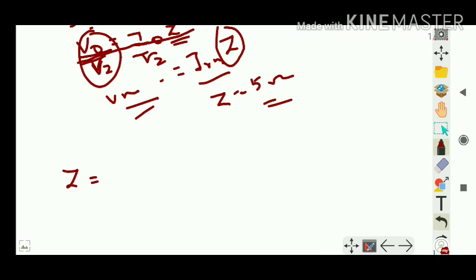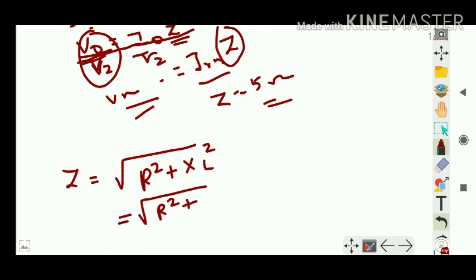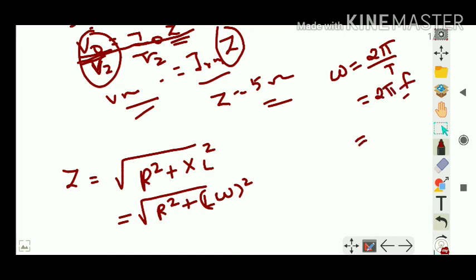Now moving on, if I know Z, right? So Z, I know, in the case of an LR circuit is equal to root of R squared plus XL squared, right? That is equal to root of R squared plus (L omega) whole squared. That is also taught to you guys, right? Now what is omega? It is 2 pi by T or it is 2 pi F, right? You are given in the question itself the frequency is how many hertz? 50 hertz, right? So it will be 100 pi, right? So that will be the value of what? Omega. So you got the value of omega, right?